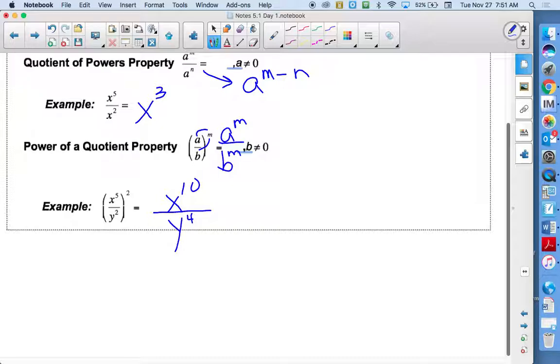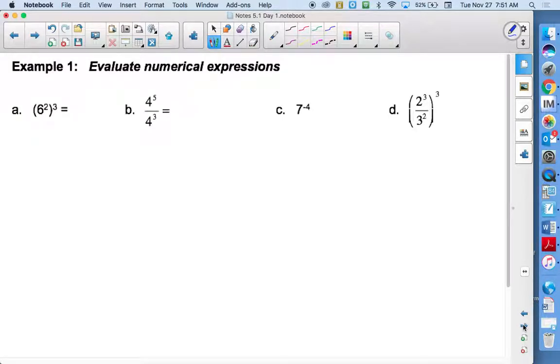So we're going to try and use those properties to simplify or evaluate, in this case, the numerical expressions. So the first one, we have 6 squared and then cubed on the outside. So kind of just think about, what does it look like? What's the property? How can we evaluate that? So what's the first thing that we can do with those exponents? Tatum, what can we do there? Multiply them. So this becomes 6 to the 6.